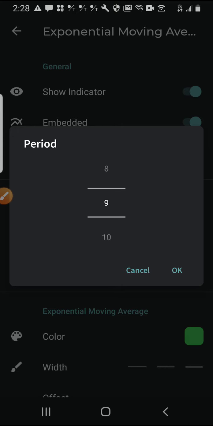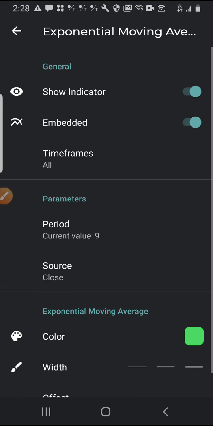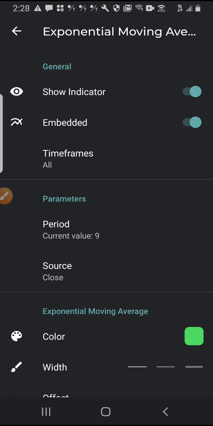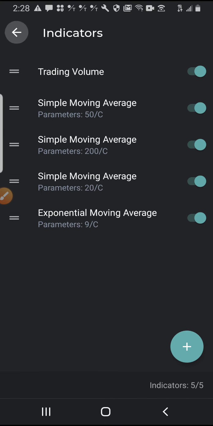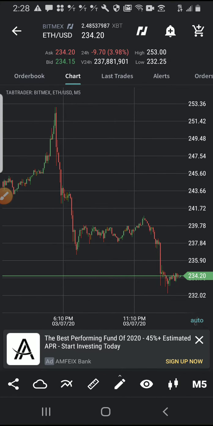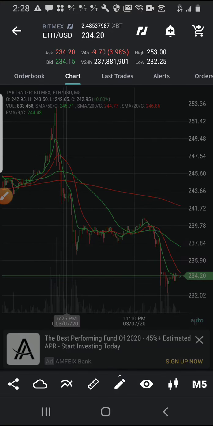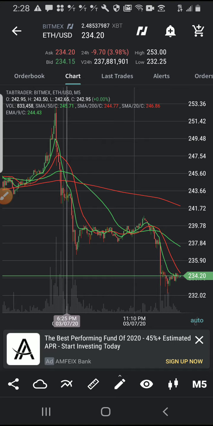It doesn't matter. You can use it just to determine price action, the price at which that particular candle closed. So I normally make use of 9, so I will set mine to 9, and I will okay it. I might change the color so it differentiates from other moving average lines, but let me stick with my green, and I can go back. Now it's activated, and in this eye icon I can actually show my indicators, and here I have the green.